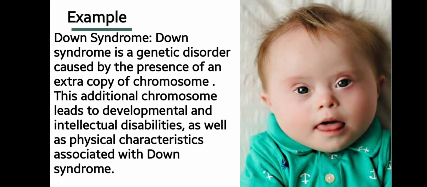One of the major examples of this is Down syndrome. We all know that Down syndrome is a genetic disorder caused by the presence of an extra copy of a chromosome. This additional chromosome leads to developmental and intellectual disabilities as well as physical characteristics associated with Down syndrome.